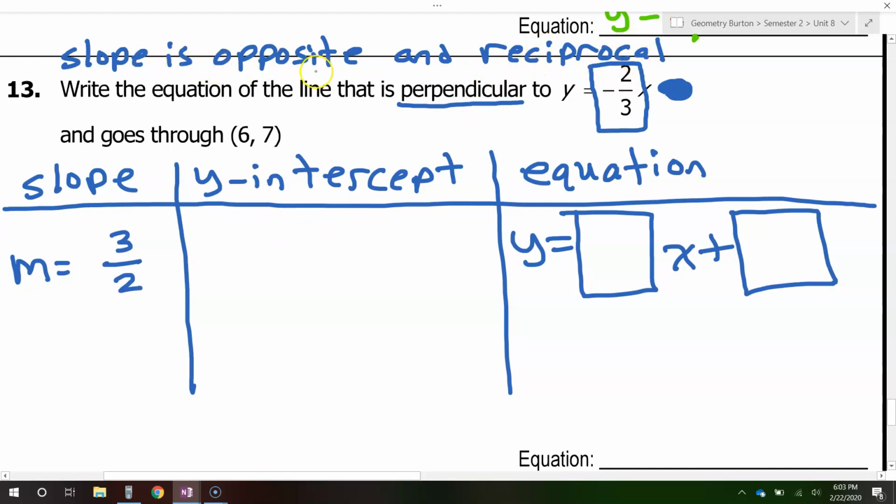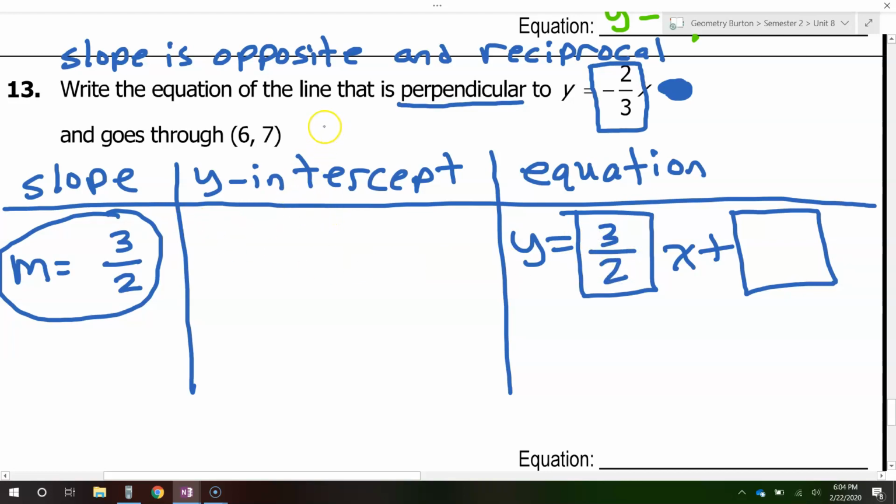What do I mean by opposite? Well, opposite means the opposite sign. So since this slope is negative, then this slope will be positive. So we're going to use the slope of positive 3 over 2 because it is opposite and reciprocal of the slope of this line, which is perpendicular. So we know the slope is 3 over 2, and that goes right here in this box.